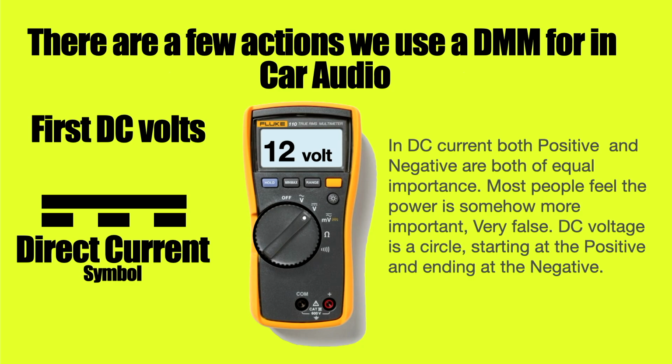First, DC volts. The little icon there on the left is the direct current symbol. So when you have your digital multimeter with the line with the dashes underneath it, which I know if you've watched the video, you've heard me say, that is going to be DC voltage. In DC, current, both positive and negative are of equal importance. Most people feel the power is somehow more important. Very false. DC voltage is a circle starting at the positive and ending at the negative.